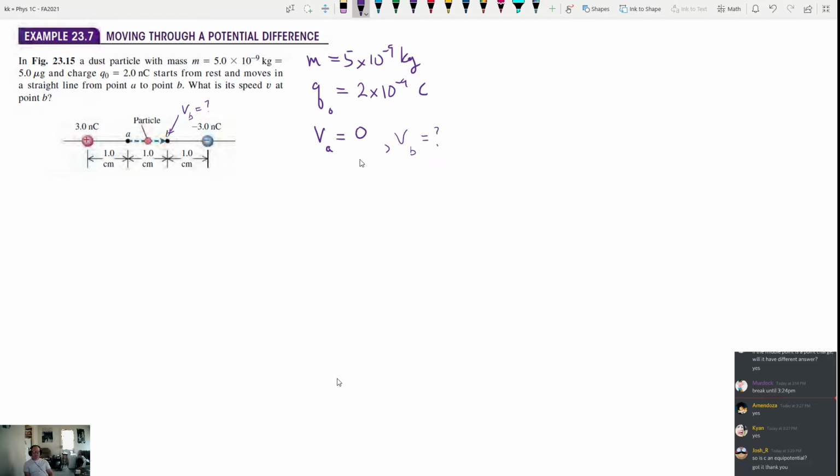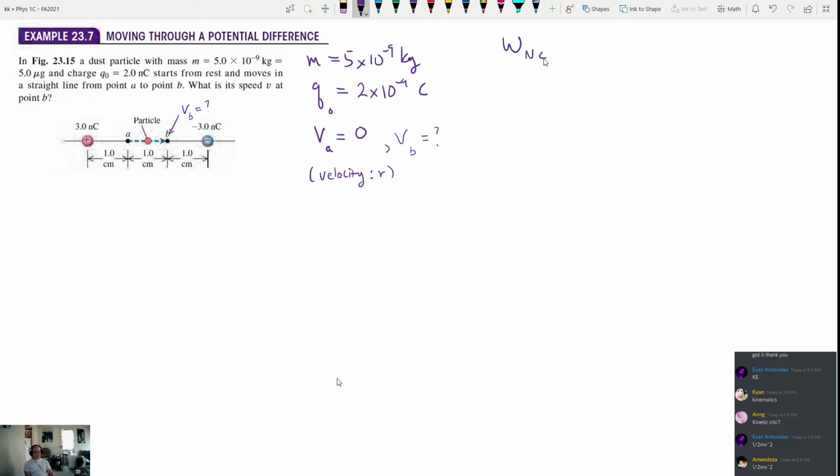Now, because this problem involves velocities, we're probably going to have to use which equation to find those velocities? We used it earlier on in class. Not kinematics, kinetic energy. Kinetic, 1/2 mv squared, exactly. We're going to need to use this equation.